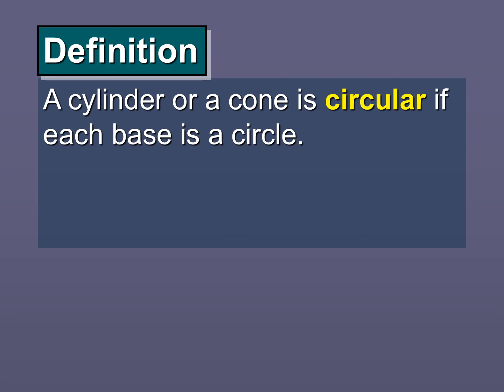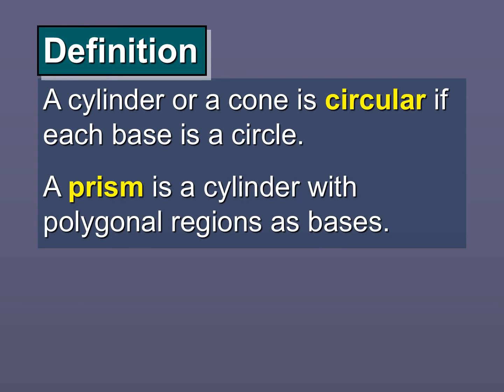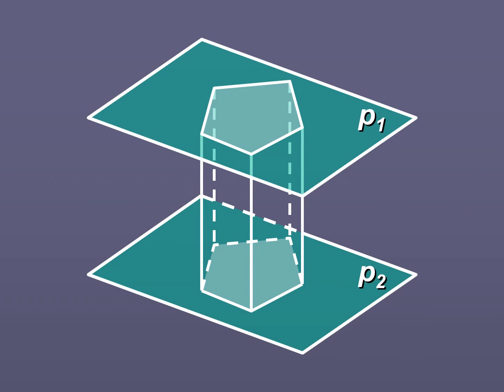So a cylinder or a cone is circular if each base is a circle. A prism is a cylinder with polygonal regions as bases. So anytime you have a polygonal region, you have a prism. Here we have pentagons, so we have a pentagonal prism.